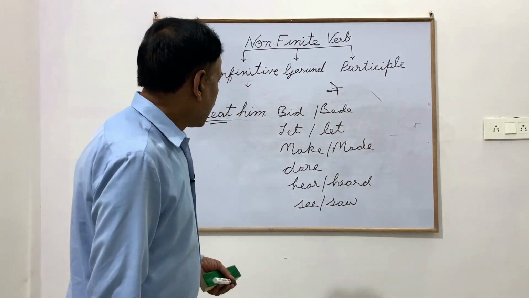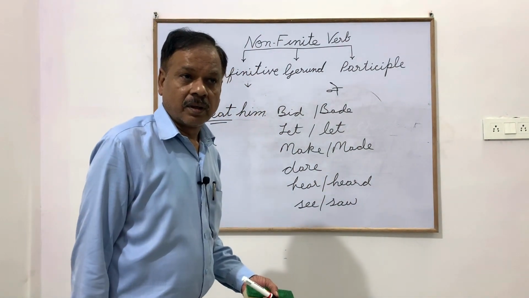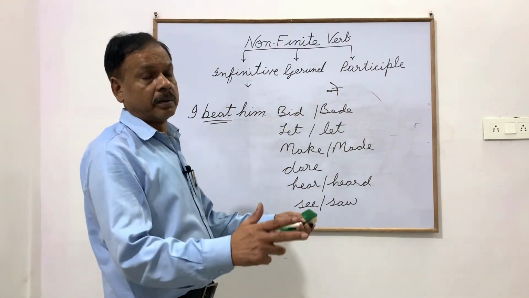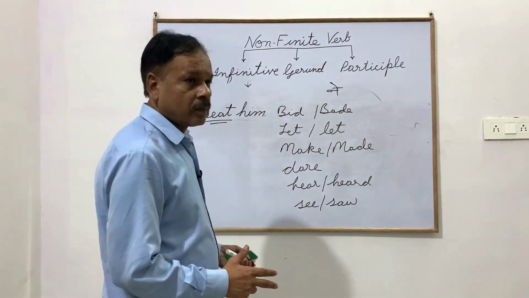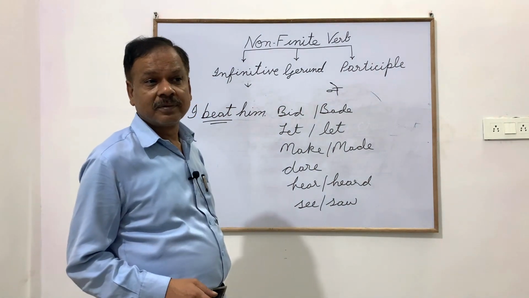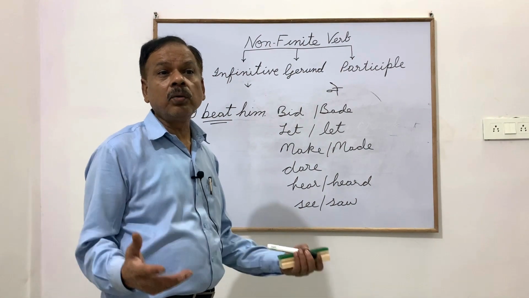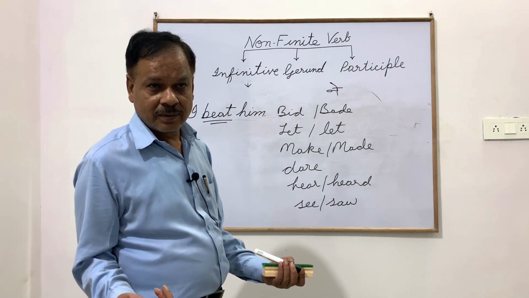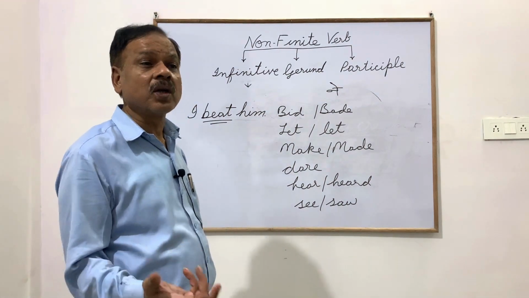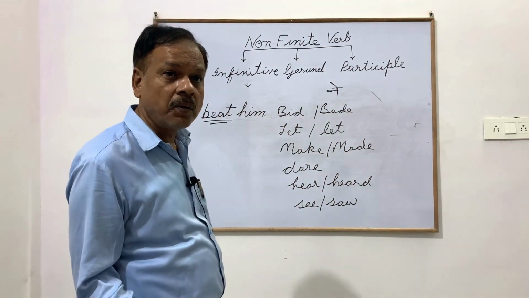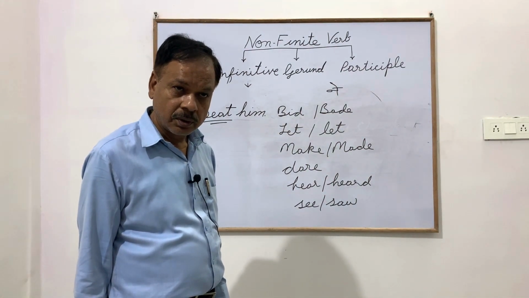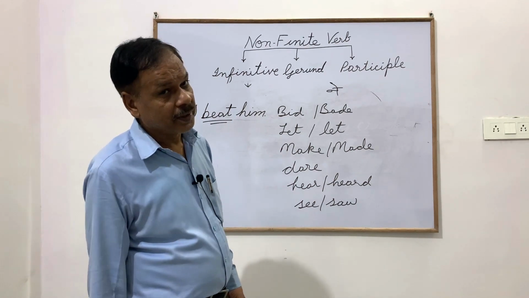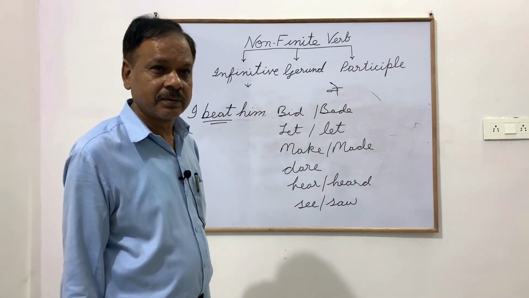Then, I made him run. I made him run. That means I compelled him to run. I'll make you laugh. You won't be able to stop yourself from laughing. That is the sense. Here, laugh is what? Bare infinitive. How dare you do it? Do it. Do, bare infinitive. How dare you talk like that?